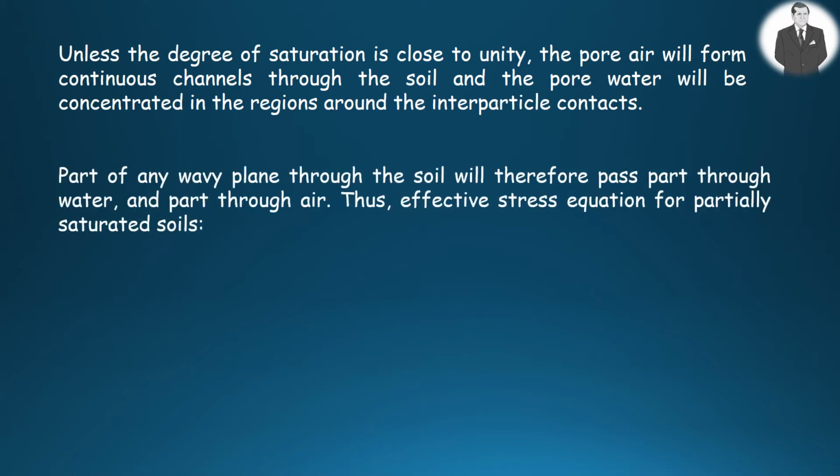In that case, any wavy plane through the soil will therefore pass partly through water and partly through air. Thus, the effective stress equation for partially saturated soil can be written as sigma prime equals sigma minus UA plus chi times (UA minus UW).